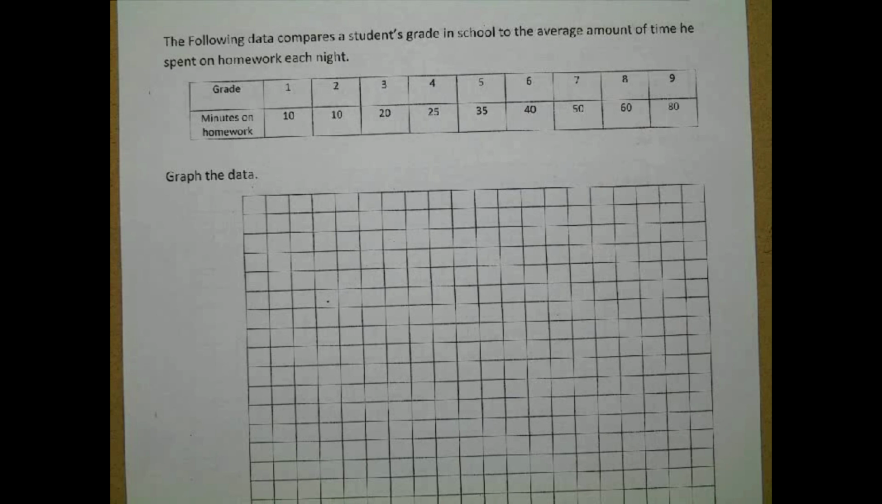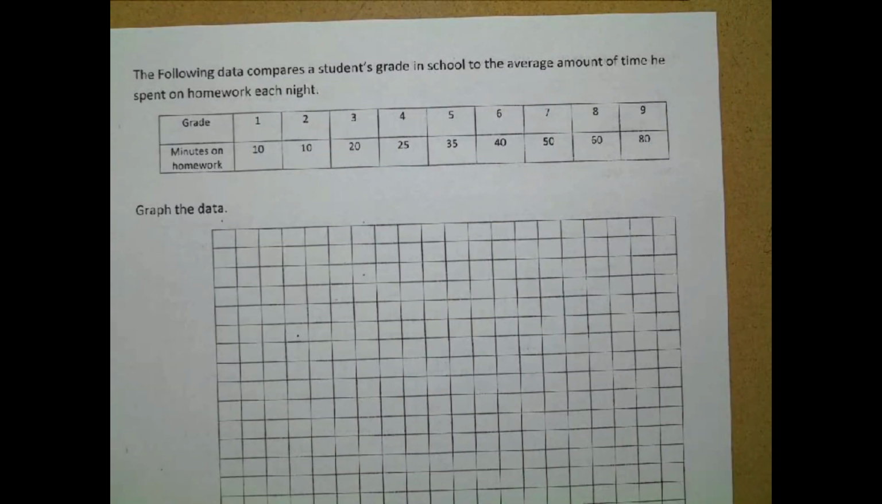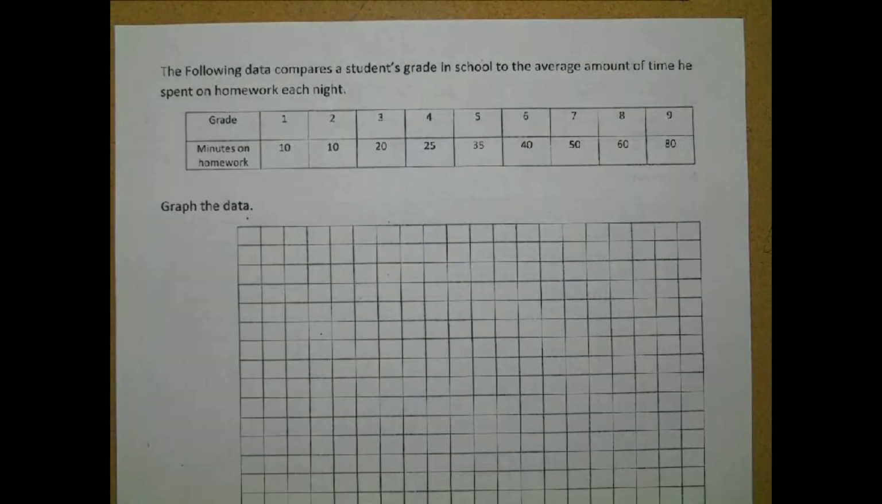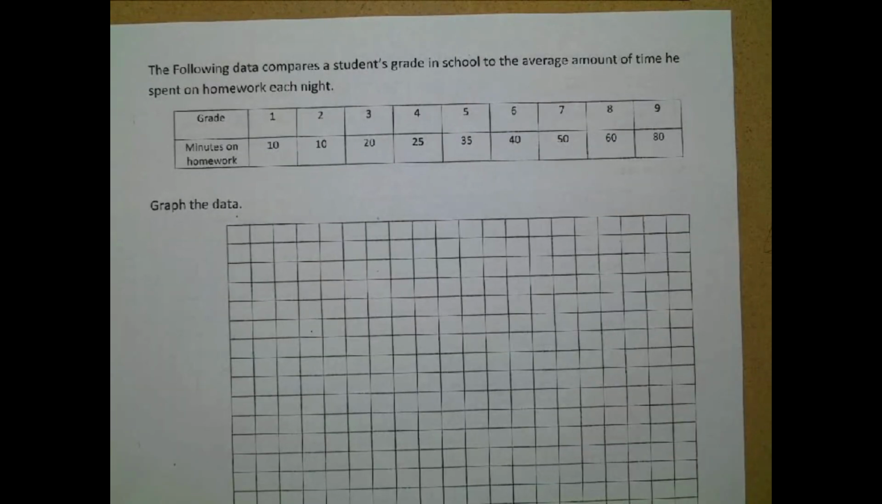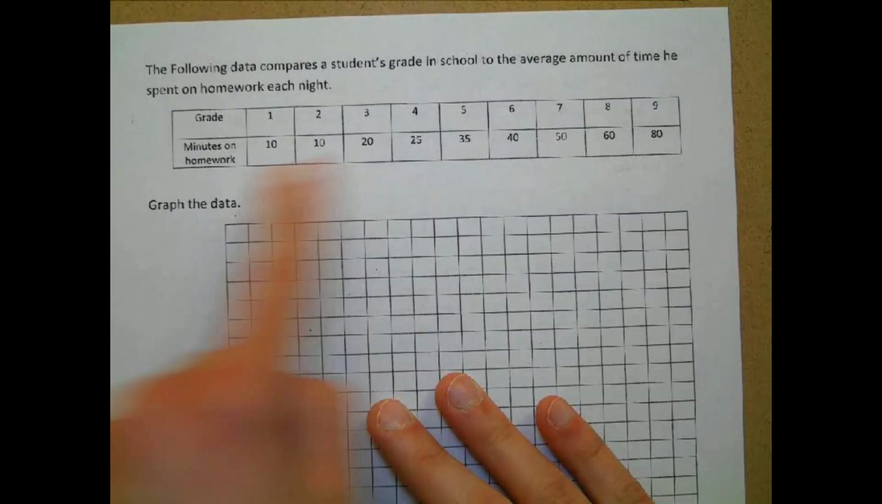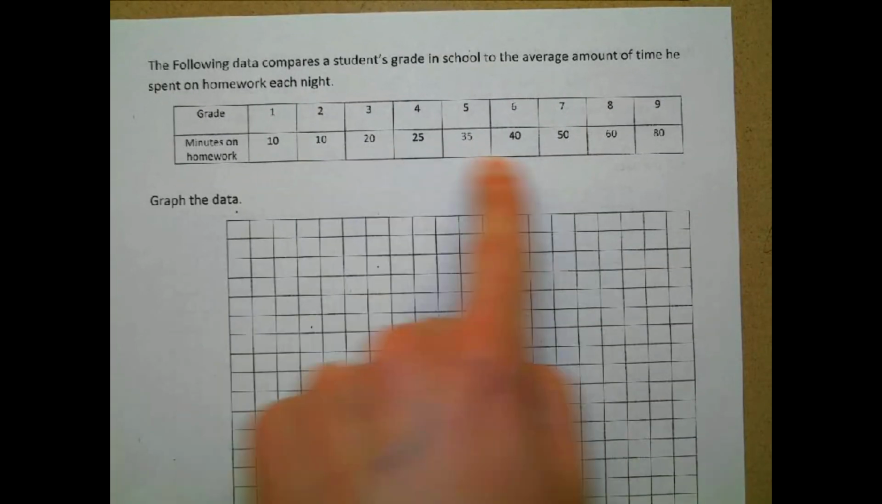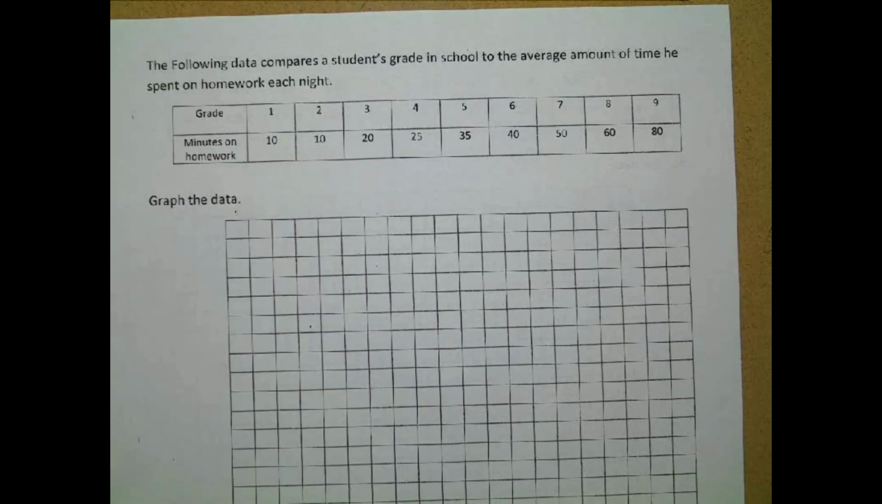All right, so we're going to start on the, which side are we going to start on? I think this one right here, the one with grade and then minutes on homework. Okay? And so what we're doing here is we're comparing two sets of data. Two sets of data, right? We have a grade, and we also have minutes spent on homework. Okay? So two different variables here.